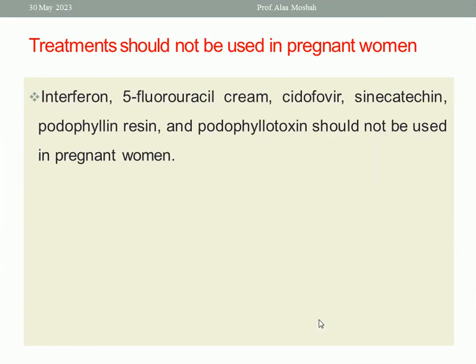What is the treatment that shouldn't be used in pregnant women in case of condyloma acuminata in pregnancy? You shouldn't use interferon, 5-fluorouracil cream, cidofovir, sinecatechins, podophyllin resin, and podophyllotoxin. All of these shouldn't be used in a pregnant woman. Okay, we know that podophyllin resin and podophyllotoxin are commonly used in non-pregnant ladies with condyloma acuminata for cosmetic treatment. But we are talking here about a pregnant lady with condyloma acuminata, so please avoid using interferon, 5-fluorouracil cream, podophyllin resin and podophyllotoxin, and cidofovir. All of them are contraindicated during pregnancy.